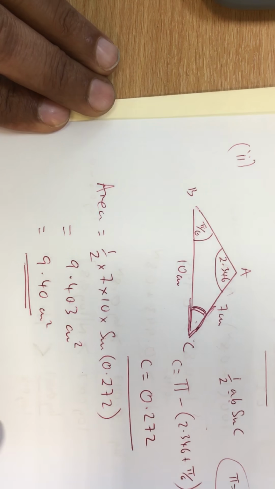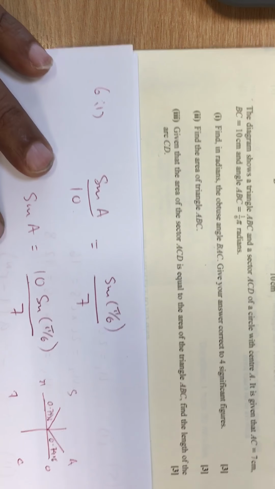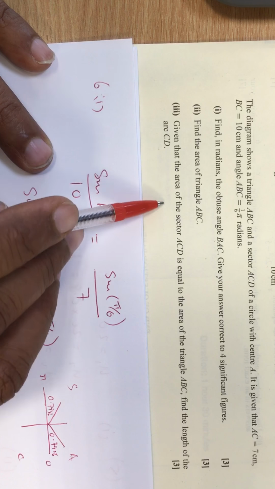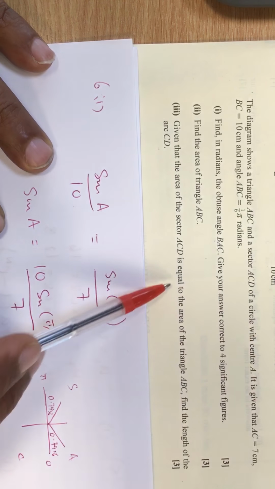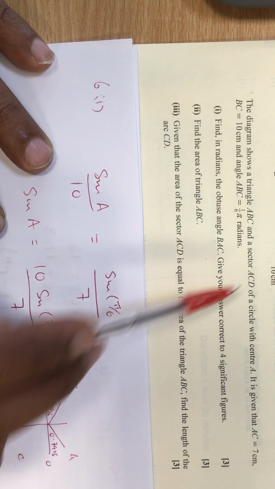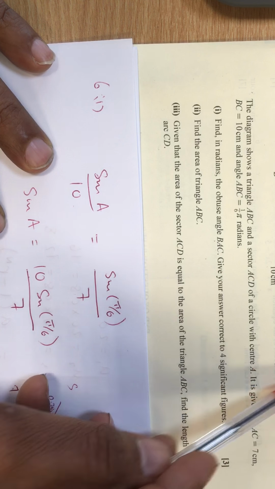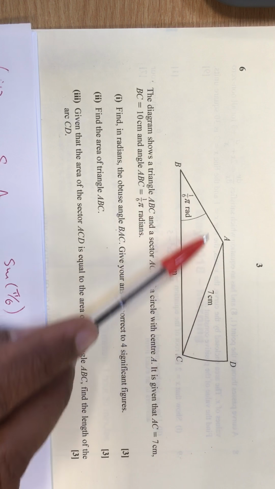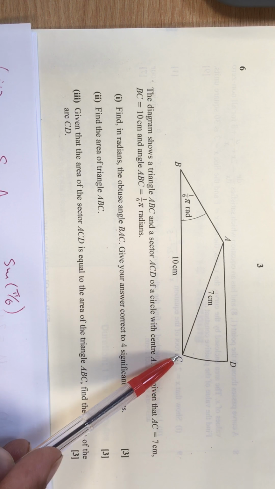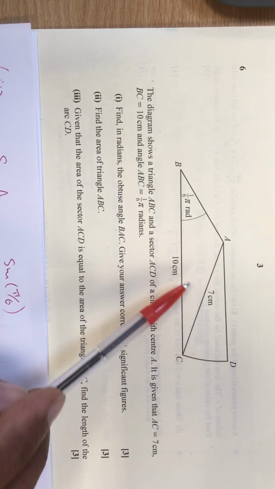Okay, part 3. Let's just have a quick read what part 3 says. It goes, given that the area of the sector ACD is equal to the area of the triangle, which we've just worked out, find the length of CD. So that's the arc. Find the length of CD, which is the arc. So we've got all this, and we just got to find C to D, the length. Given that those two areas are the same.